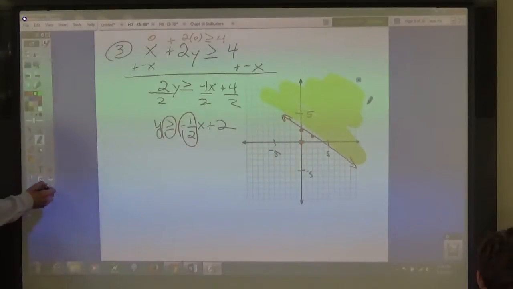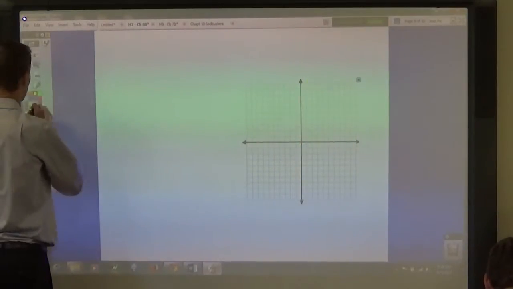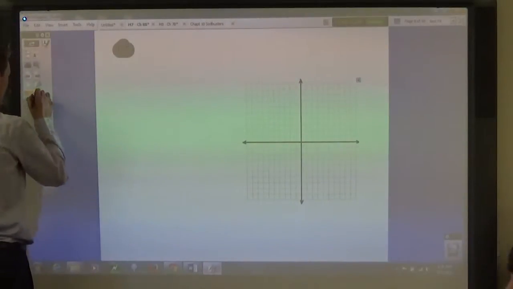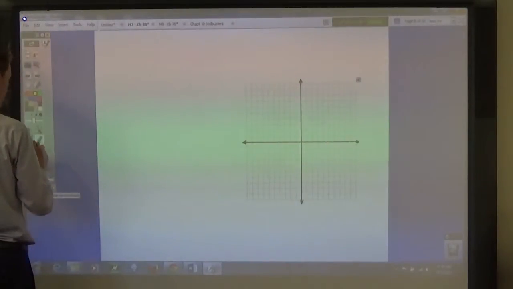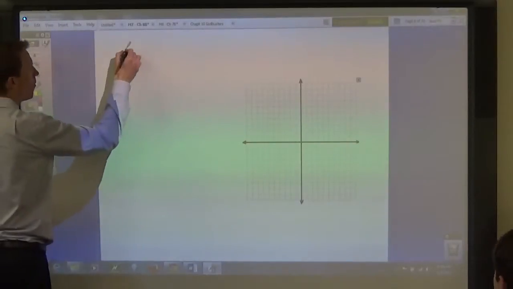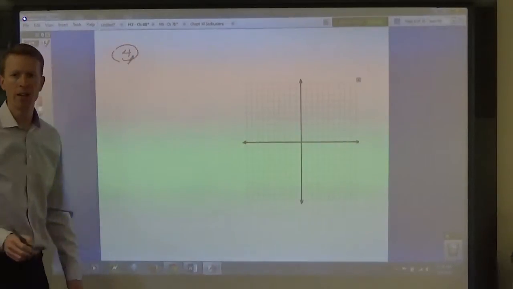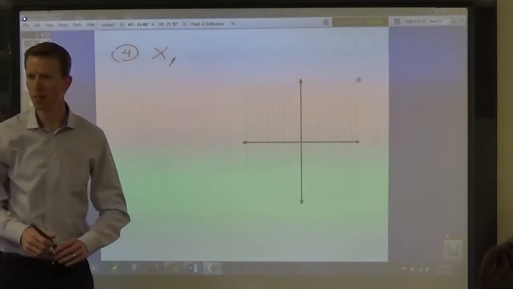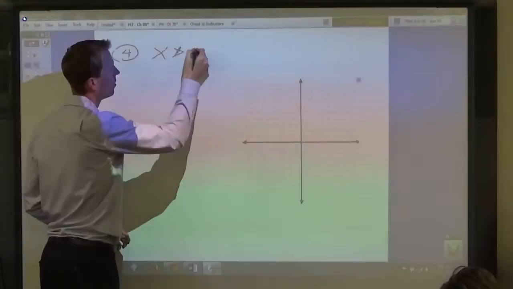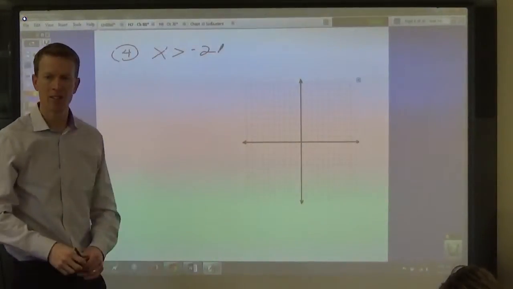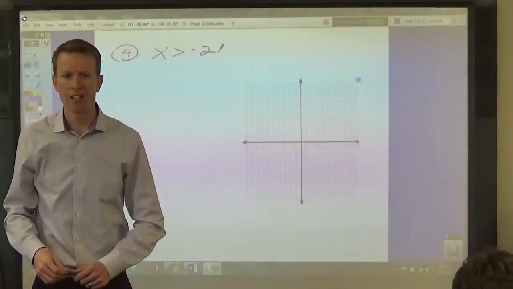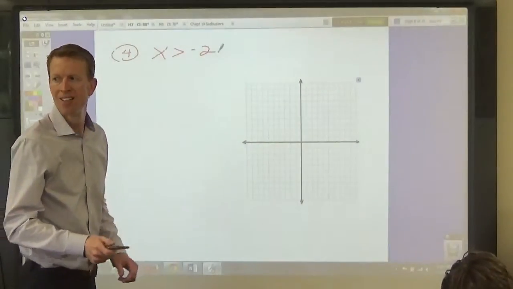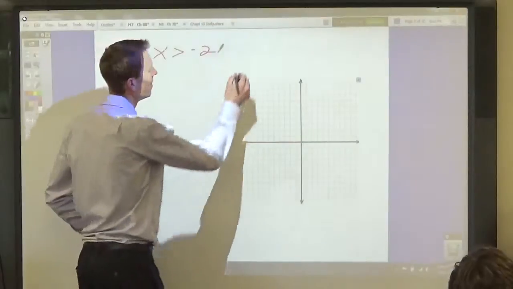Number 4. That's another one where it just has x is something. x is greater than -2. What does that mean? How do you graph that?